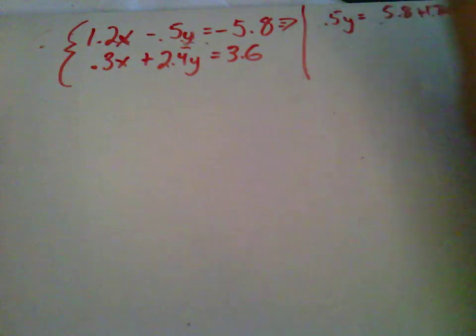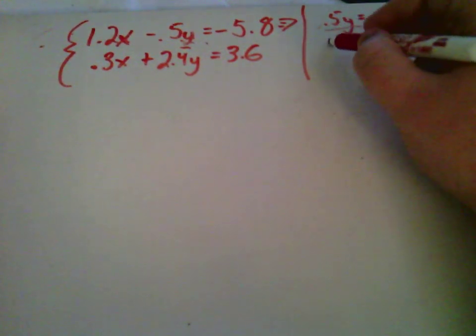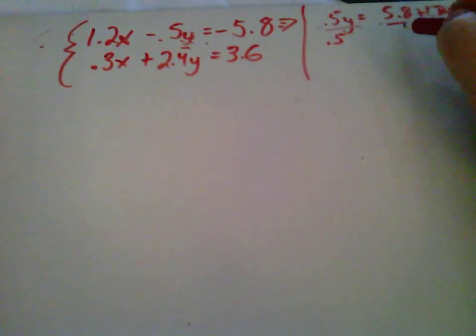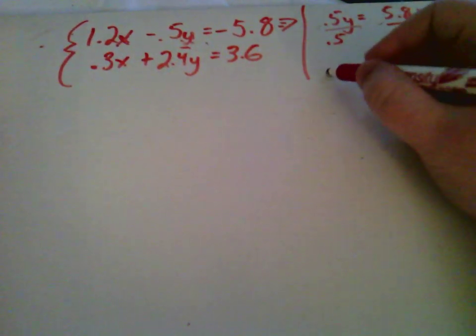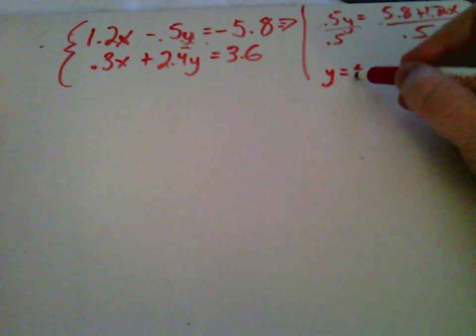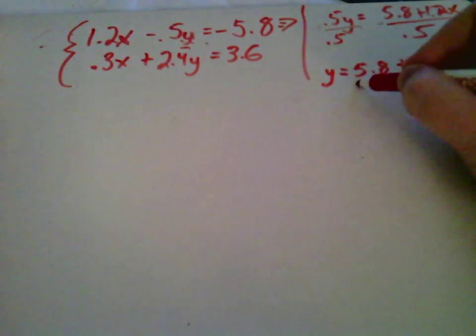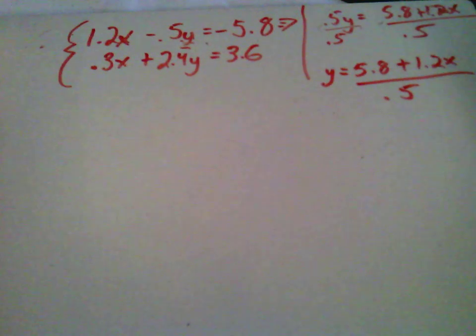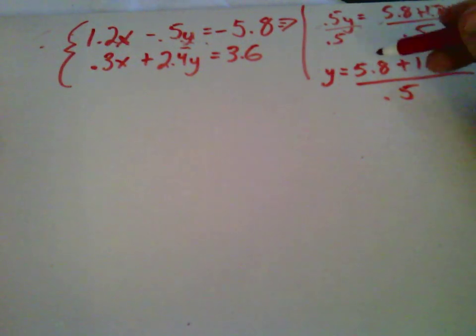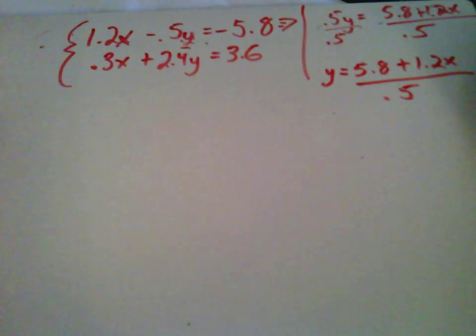Now, we still have to isolate y. Let's divide both sides by 0.5. Now we have y is equal to 5.8 plus 1.2x, all divided by 0.5. Looks kind of messy, right? I mean, we have a fraction here with all this on top with decimals and 0.5 on the bottom. And you're right, it's not the best thing to look at, but it's also not that bad, alright?